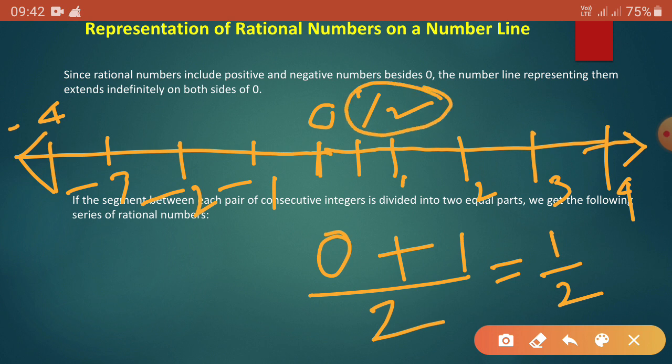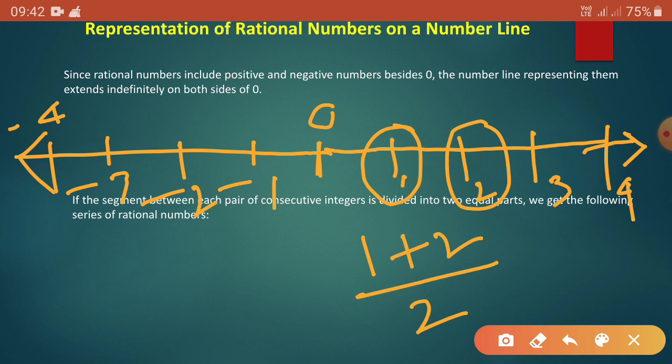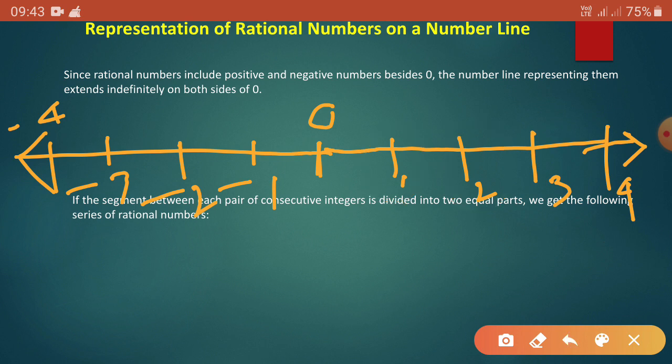Got it? Okay, if we do the same thing for 1 and 2, if you want to find the rational number between 1 and 2, what should be done here? We add those numbers and divide by 2, so we get 3 by 2. By doing this we can find the rational numbers, and we can represent the rational numbers on the number line.